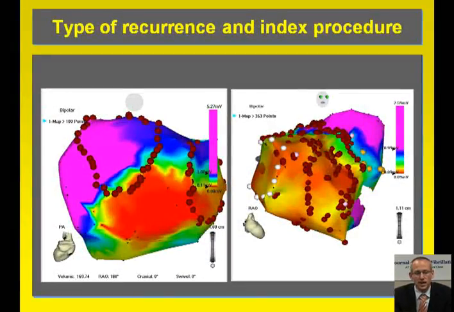So the type of recurrence that you face during a second procedure is strongly dependent on the index procedure. As you can see on the left-hand panel of this slide, usually we perform a wide area circumferential pulmonary vein isolation on our patients with long-standing persistent atrial fibrillation.